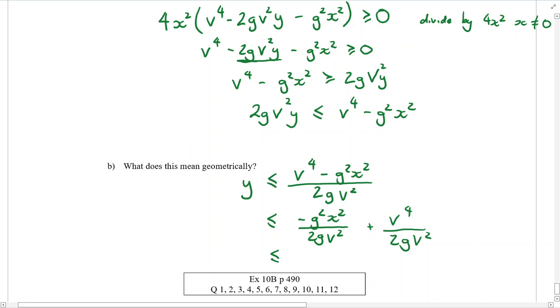It's saying that your y value is always less than, I think that was your range formula, maximum range. Yeah, cancel now. So the g's cancel out to get minus g over 2v squared x squared, I think was the way it was written on the formulas, plus v squared over 2g.